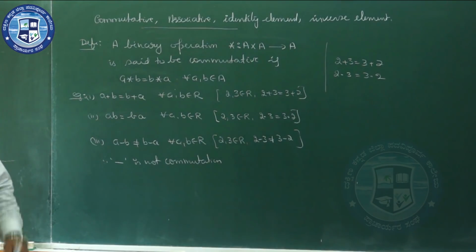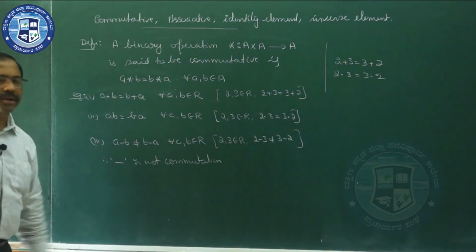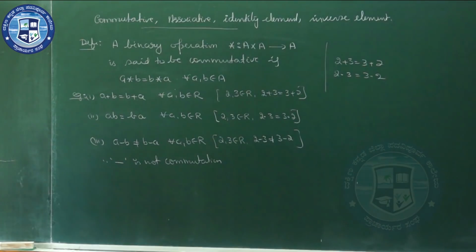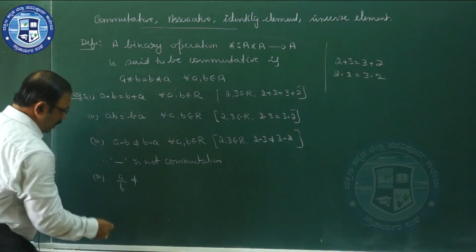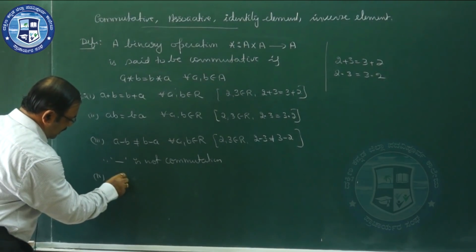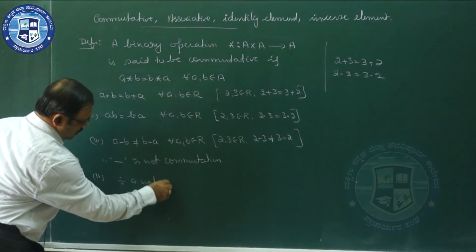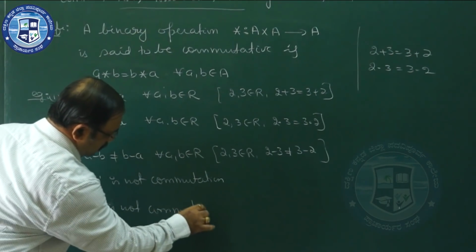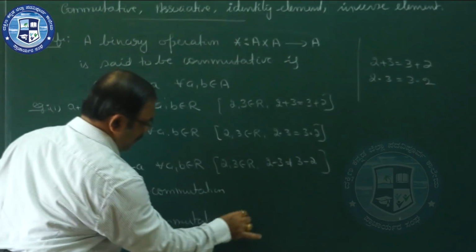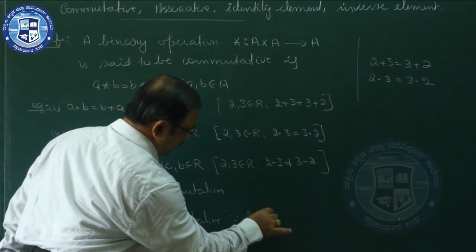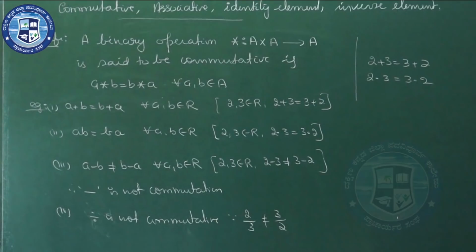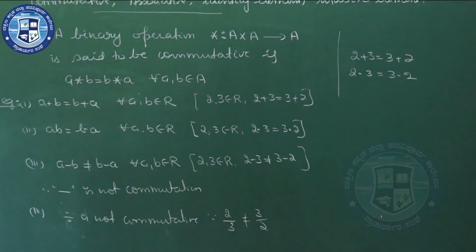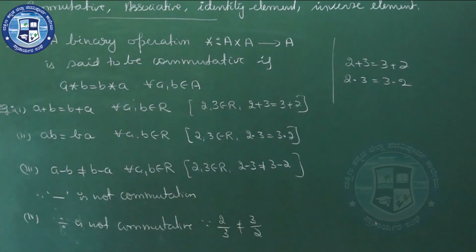Why is minus not commutative? Because A minus B is not equal to B minus A. Similarly, we can write A by B is not equal to B by A. Even division is not commutative. Why? Because 2 by 3 is not equal to 3 by 2. So division is also not commutative.